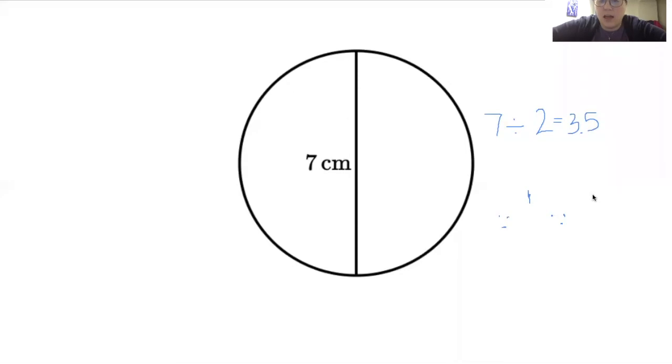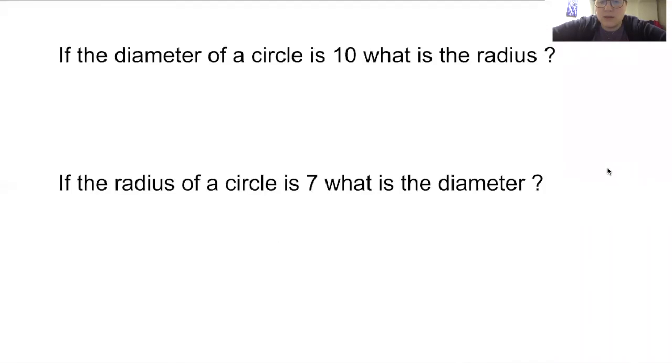Let's try a couple more. Now these would be formed as word problems, but it's the same math. So if we have a diameter of a circle that is 10, what is the radius? Going from diameter to radius, I'm dividing by 2. So the diameter is 10. I'm dividing that by 2. This is a problem we should know, knowing that now the radius is 5. So the radius is 5, the diameter is still 10.